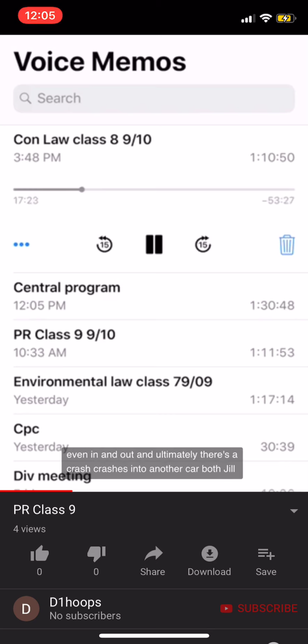Crashes into another car. Both Jill and Rima are injured. We are personal injury lawyers. We like the heavy hit. So we represent Personal Injury Act. They want both of us to represent both of them. They don't have a lot of money, and they say, well, this joint representation will work. You'll be our attorney, and we say, okay.